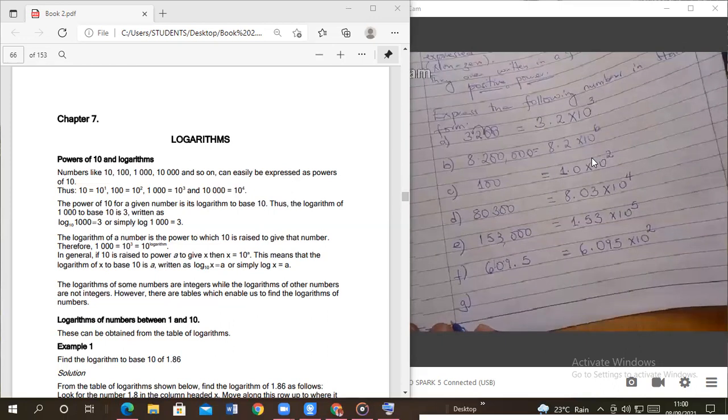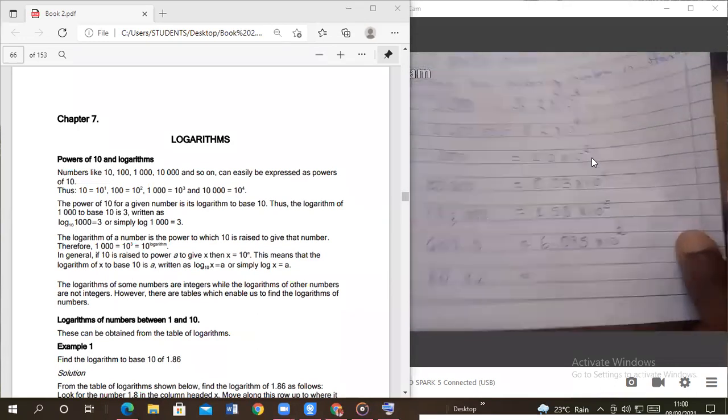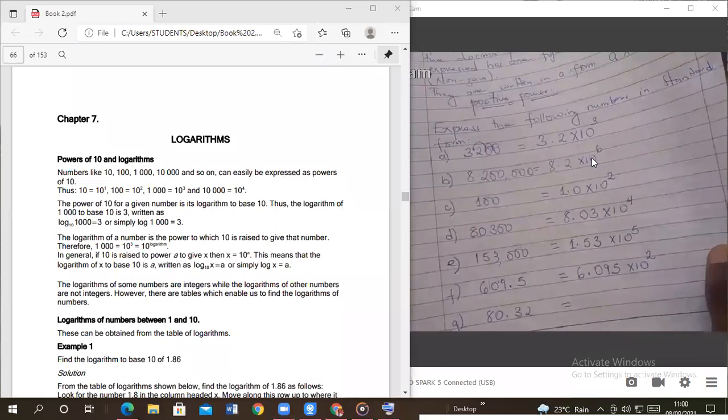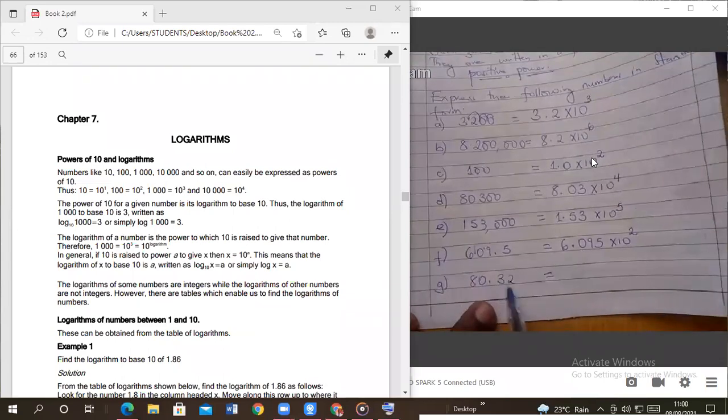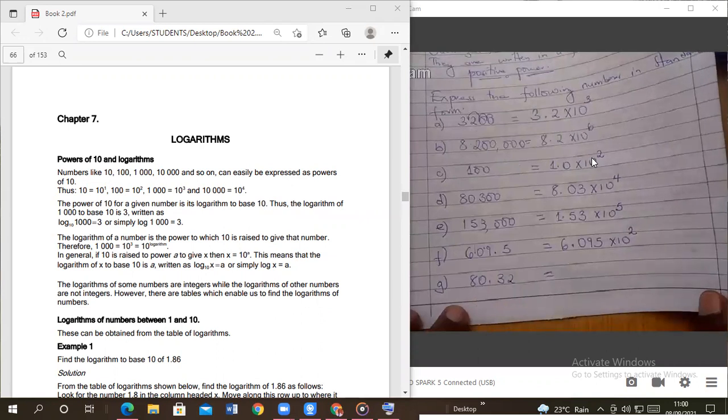Yes. B. This time I have 80.32. A number after a decimal point, you call it a digit. You don't call it a whole number. You call it a digit. So it's 80.32, not eighty point thirty-two. When you say that, that is wrong. That is not mathematics.